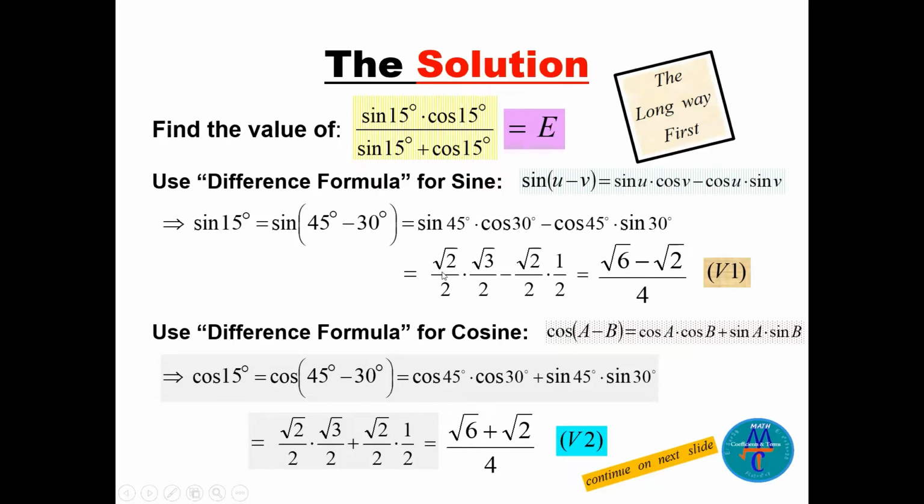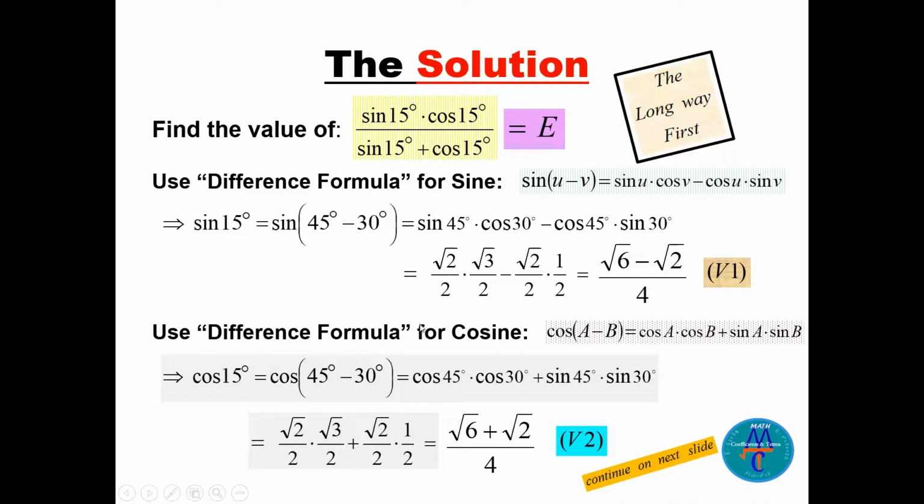We know these values because these are special angles. So this is square root of 2 over 2, square root of 3 over 2, cosine 45 also square root of 2 over 2, and sine 30 is half. So now this one will be square root of 6 minus square root of 2 divided by 4. This is sine 15. I will call it V1, value number 1.